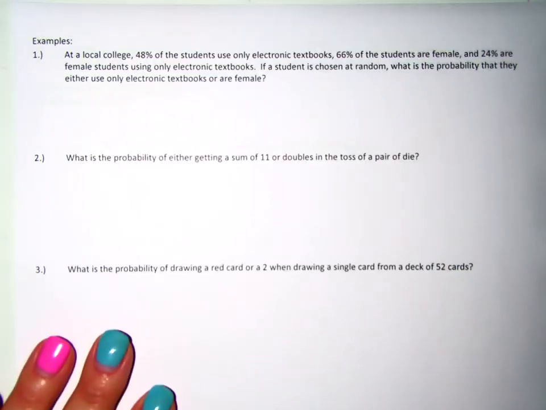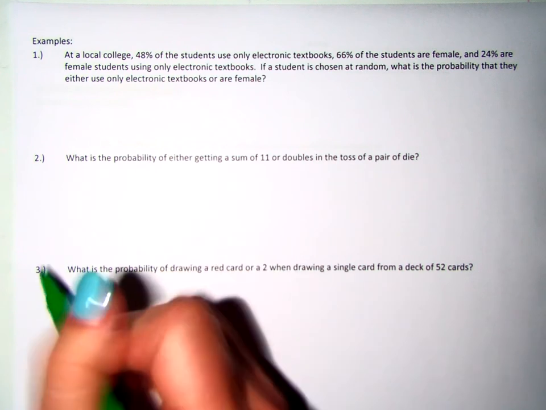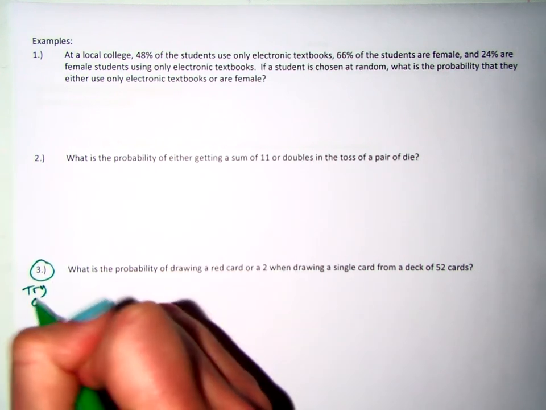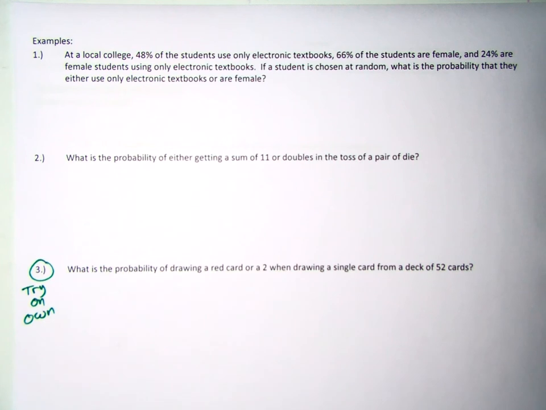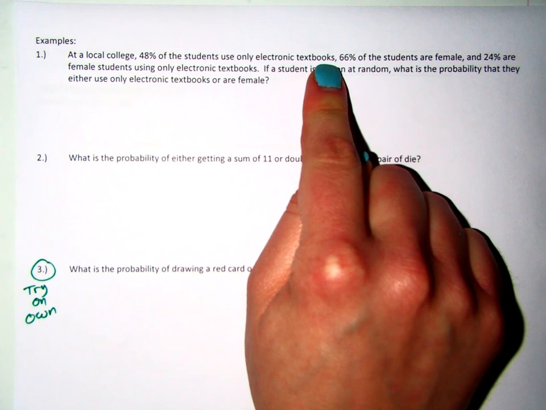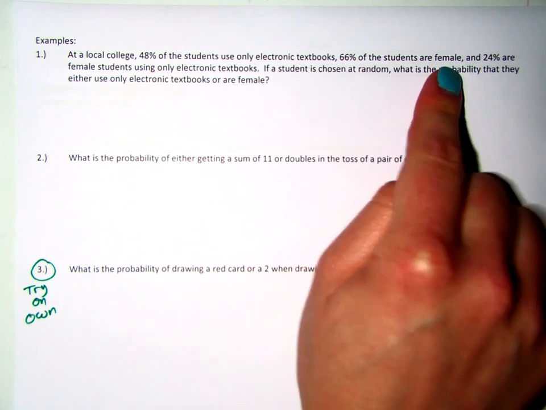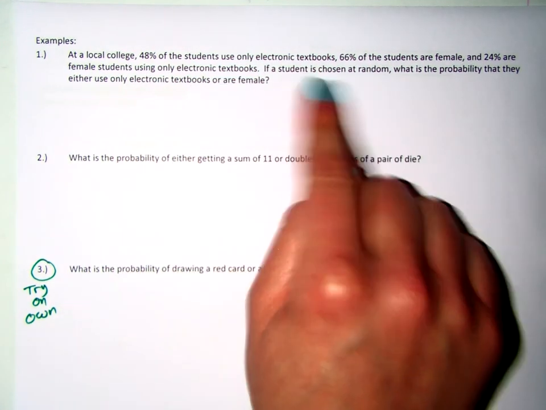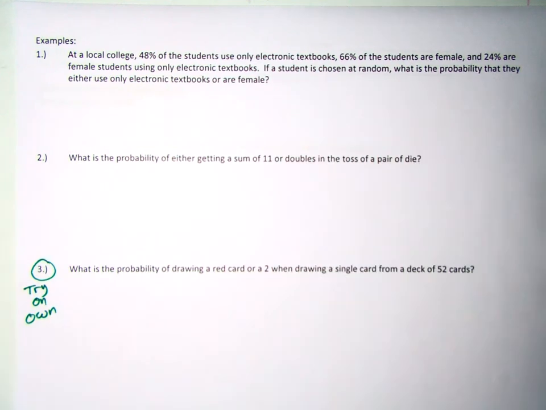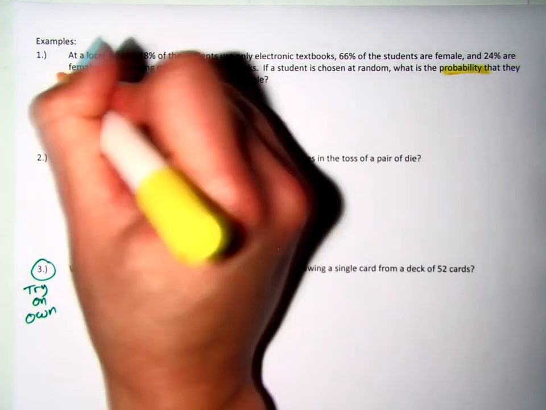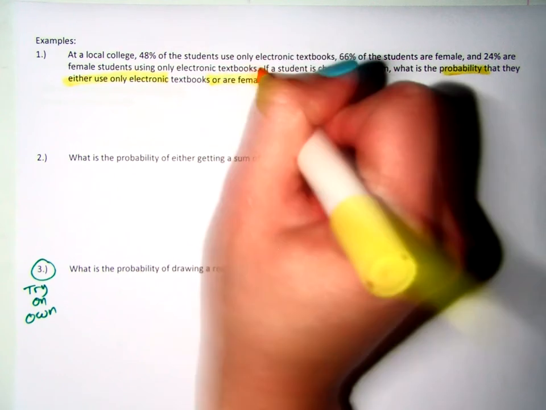Okay, so we're going to do example 1 and 2 together, but number 3 you are going to try on your own. All right, so let's read through number 1. At a local college, 48% of the students use only electronic textbooks. 66% of the students are female, and 24% are female students using only electronic books. If a student is chosen at random, what is the probability that they either use only electronic books or are female?